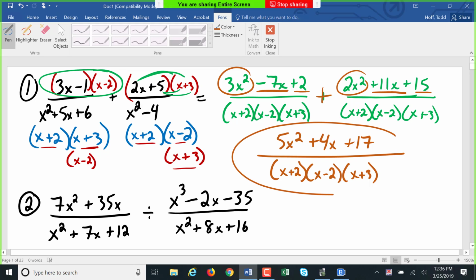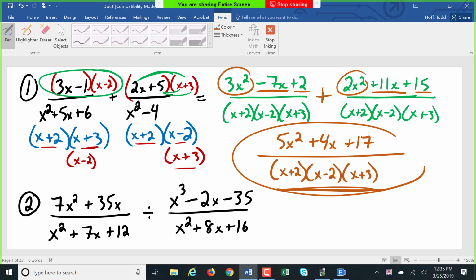Now, did my math lab make you multiply that denominator back out, or did it let you leave it like that, factored? It lets you leave it that way? Okay.